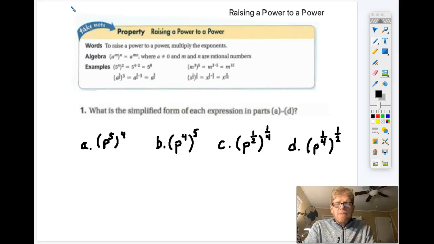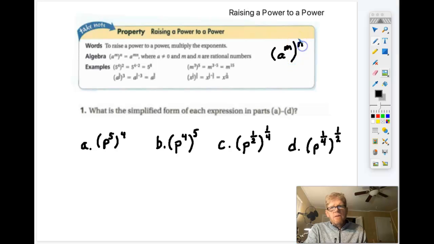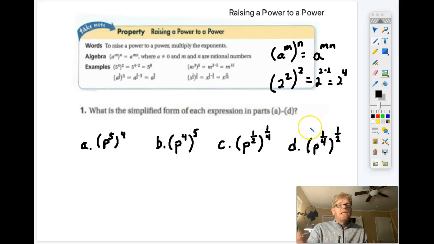Now let's talk about what happens when you raise a power to a power. This is called the power rule, and here we have it displayed up here where it says if you have a to the m and you raise it to the n power, then you are left with a to the m n, or m times n power, which means this. If I have 2 raised to the 2nd power, and I raise it to the 2nd power again, I'm left with 2 to the 2 times 2 power, which is 2 to the 4th. And that's all there is to it.